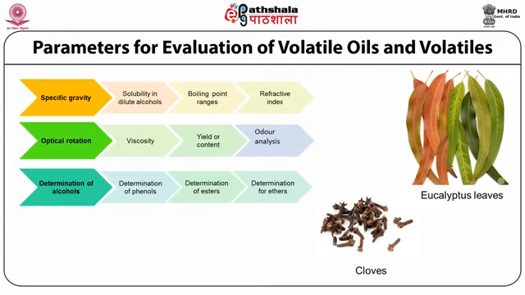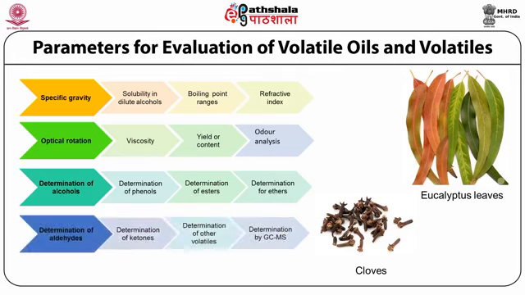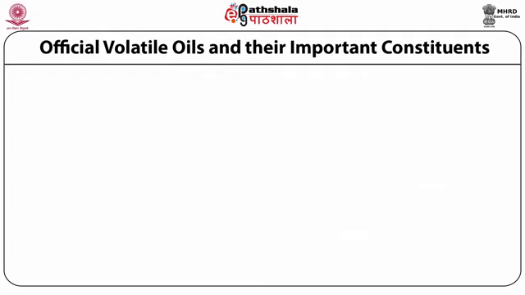mainly their chemical properties. So besides these determinations, there are also some instrumental methods like determinations by GCMS, which are known as GCMS profiles. Official volatile oils and their important constituents.